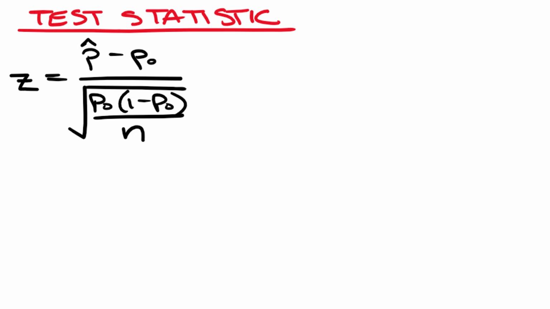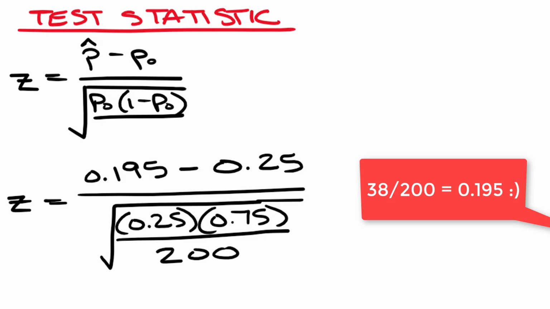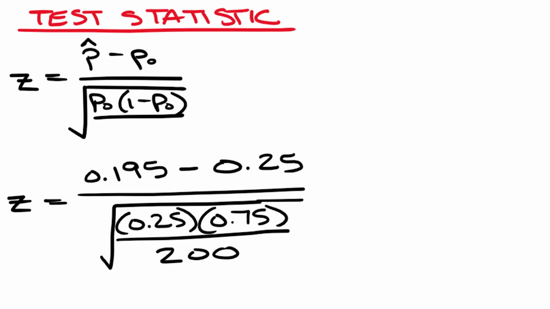So our formula for z, our z test statistic, is p-hat minus p-naught all over our standard error. From up above in the stem of the problem, we find that our p-hat is 38 over 200. You could write that as the fraction, or if you work it out, you get 0.195. Minus our hypothesized proportion, 0.25, and then our standard error is just 0.25 times 0.75 over 200, and then all that under the square root. If you crunch that out on your calculator, you get negative 1.80 for your z-score.